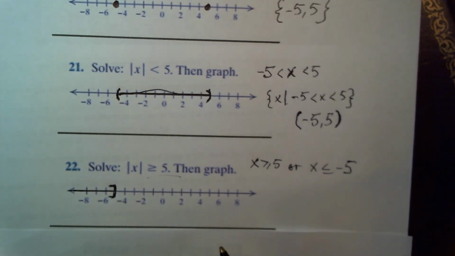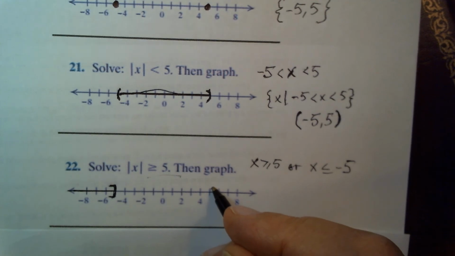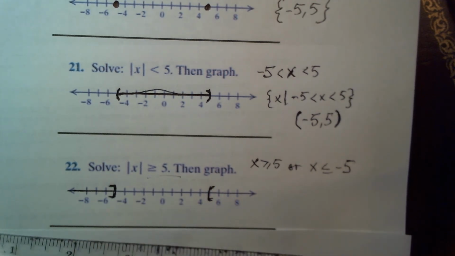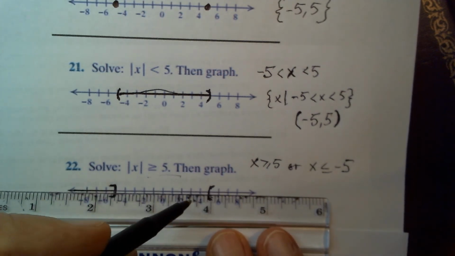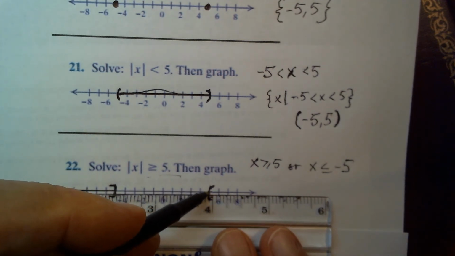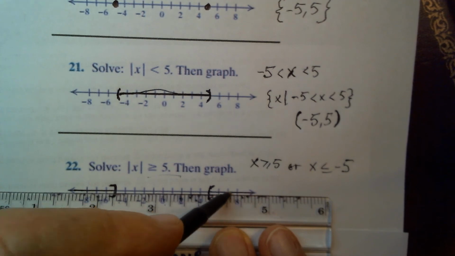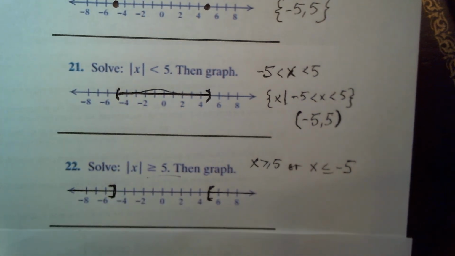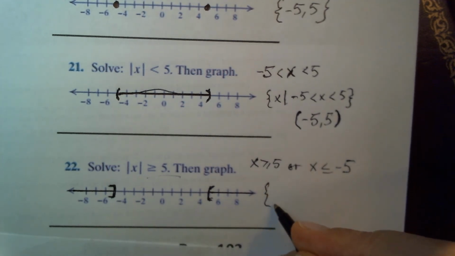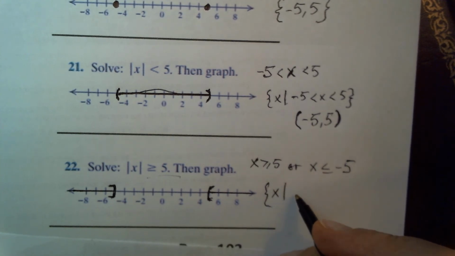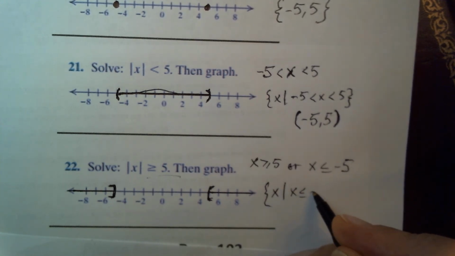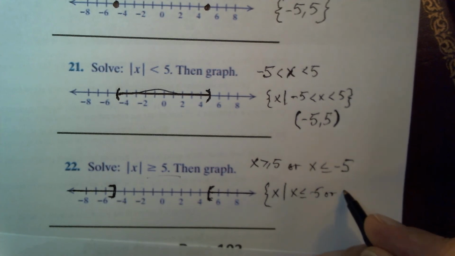And for the other one, it's x greater than or equal to 5. So we start at 5 with a bracket, and it goes all the way to the right, to infinity. And so the solution set we can write as the set of all x such that x is less than or equal to negative 5, or x is greater than or equal to 5.